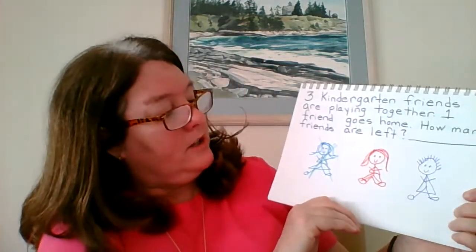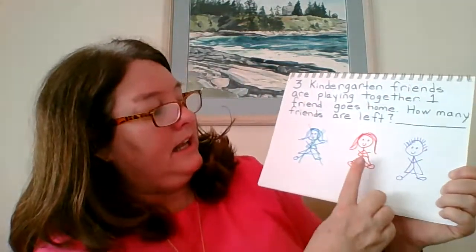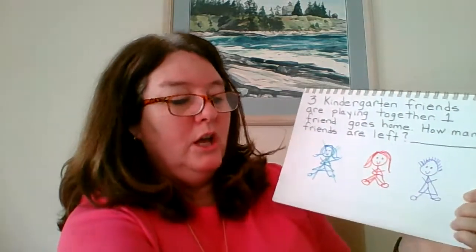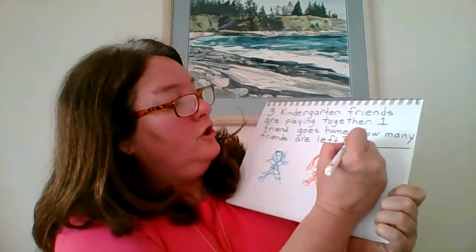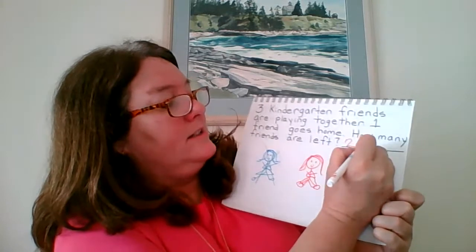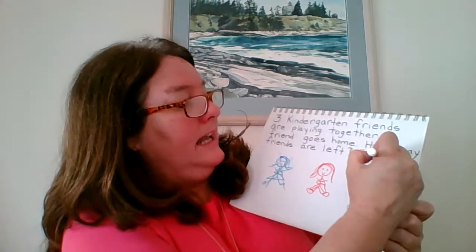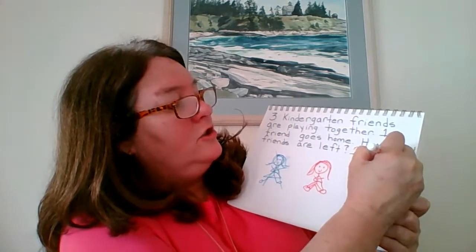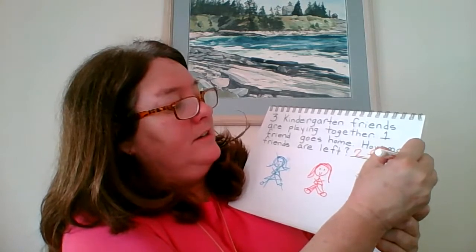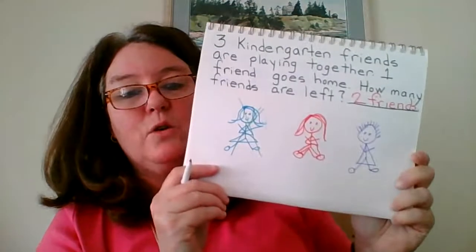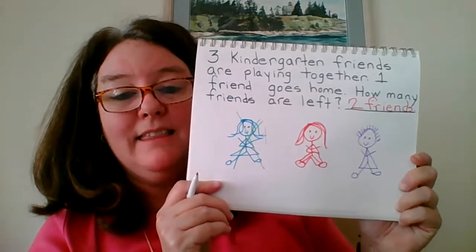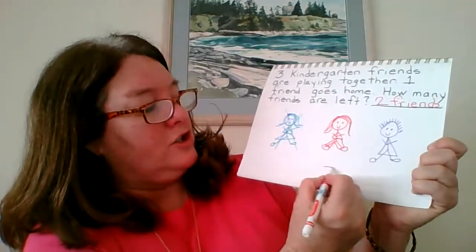How many friends are left? Let's count and see. 1, 2. 2 what? 2 friends. I don't just say 2. I have to label my answer. 2 friends are left. And again, this story was about something going away. That tells me it's going to be subtraction.